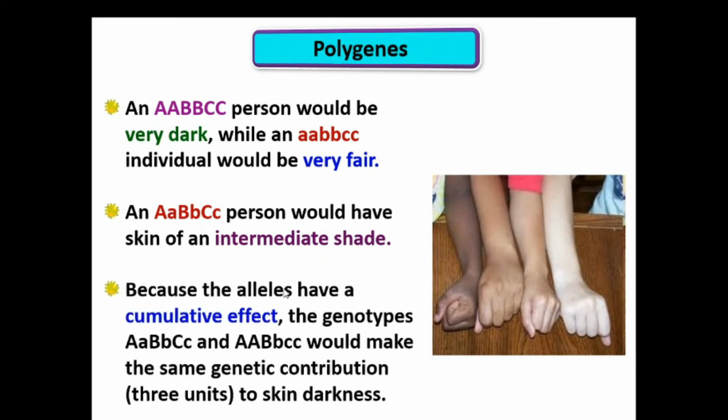Okay, because the alleles have a cumulative effect, the genotypes big A, big A, big B, small b, big C, small c, and also big A, big A, big B, small b, small c, small c would make the same genetic contribution to the skin darkness. You can see these two different genotypes are actually heterozygous, and the three units here will be controlling the intermediate skin darkness.